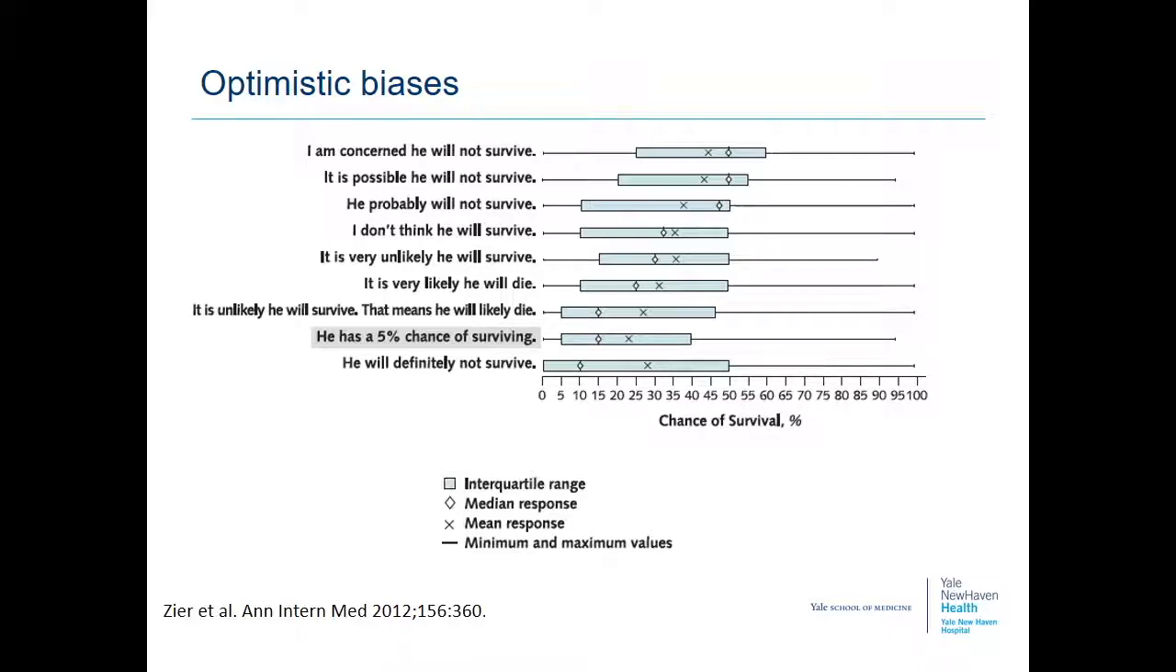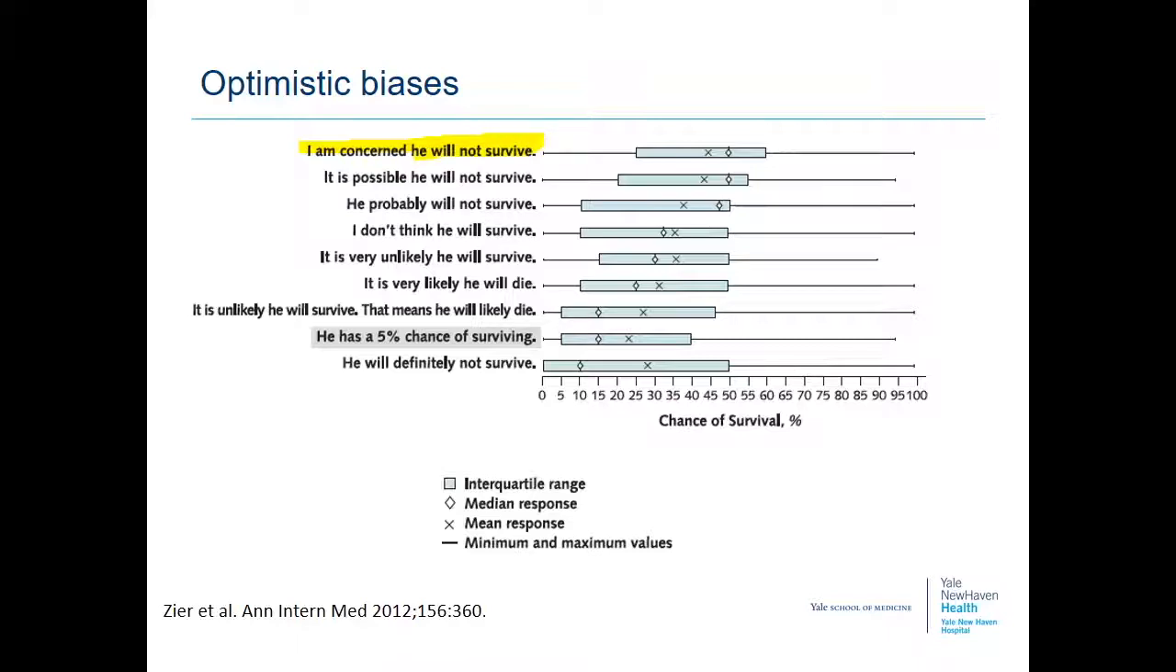This was a study where a number of surrogate decision makers in the ICU were given a series of hypothetical prognostic statements and asked to rate, on a scale from 0 to 100%, what they thought the chance of survival for their loved one might be if they were to hear these statements from a doctor. Some of these statements are rather vague. For example, up top, the statement, "I am concerned he will not survive."